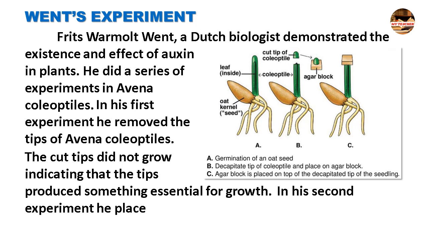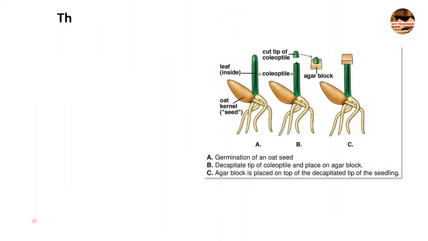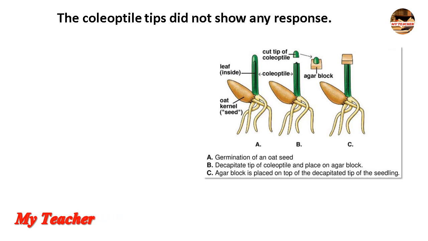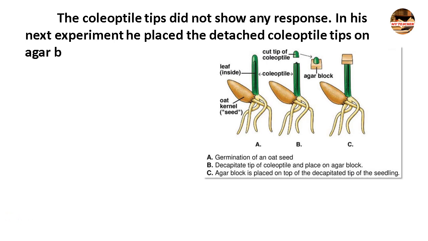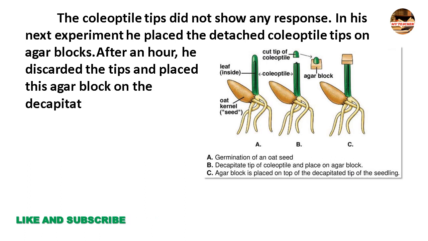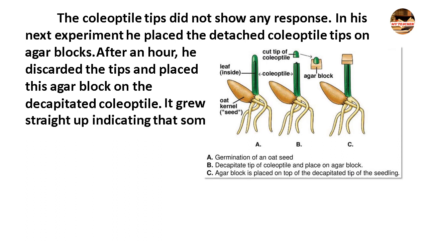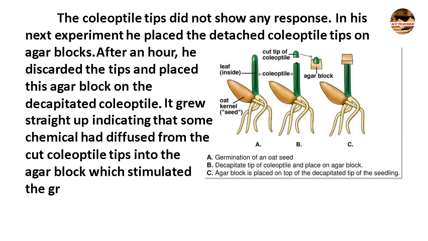In his second experiment, he placed the agar blocks on the decapitated coleoptile tips. The coleoptile tips did not show any response. In his next experiment, he placed the detached coleoptile tips on agar blocks. After an hour, he discarded the tips and placed this agar block on the decapitated coleoptile. It grew straight up, indicating that some chemical had diffused from the cut coleoptile tips into the agar block, which stimulated the growth.